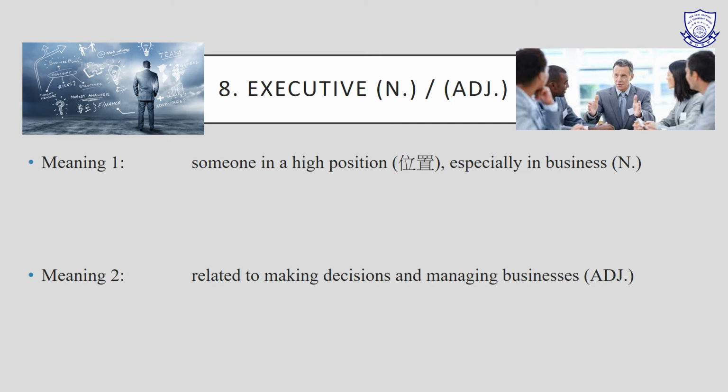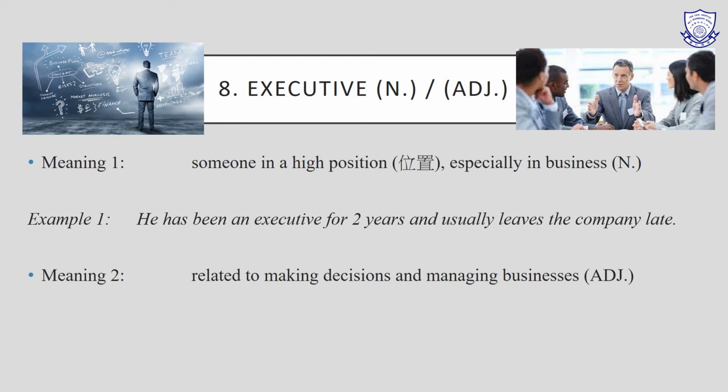number 8, executive. Here, when the meaning is different, the part of speech is also different. The first meaning, someone in a high position, especially in business. Here, executive is a noun. Example, he has been an executive for 2 years and usually leaves the company late. Meaning 2, related to making decisions and managing businesses. Here, executive is an adjective. Example, executive cars.